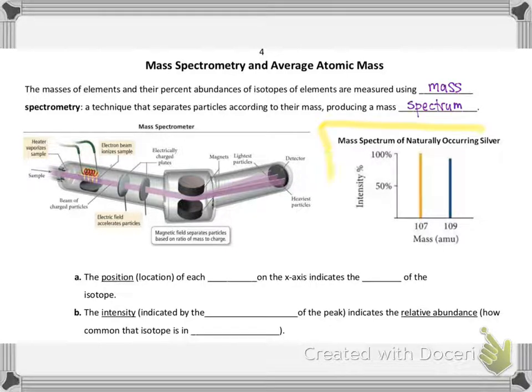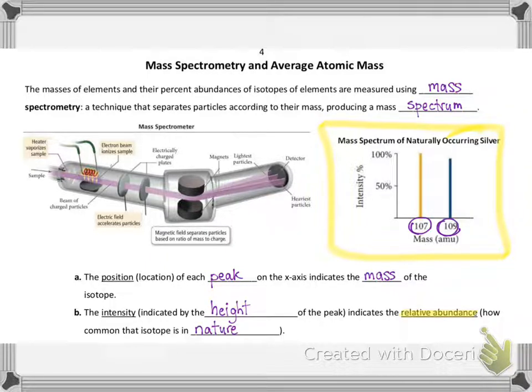So an example mass spectrum is one for silver right here. Notice the peaks, the location of the peaks, are going to tell you the mass of each isotope. So every peak is a different isotope, and the location of the peak tells you the mass of that isotope. Now the intensity, which is the height of the peak, indicates what is called the relative abundance of that particular isotope. That's just a fancy way of saying how common that isotope is in nature. The more of it there is, the greater its percent abundance.